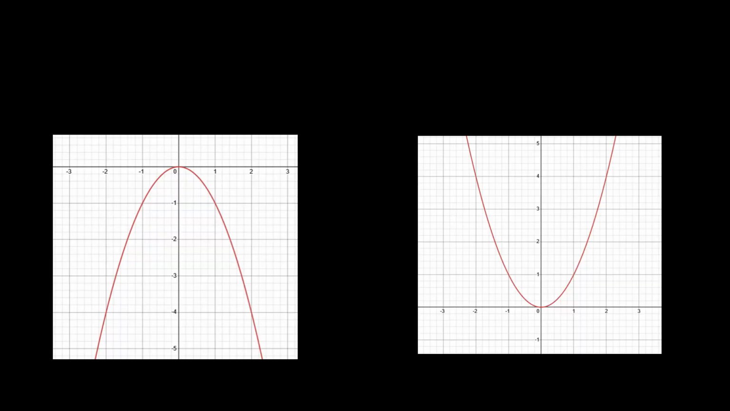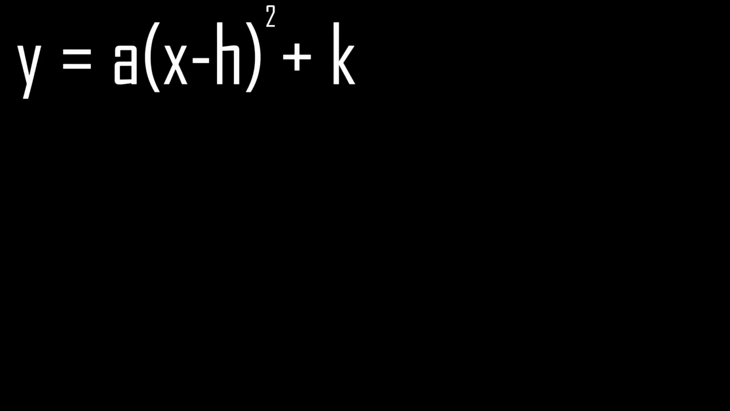The vertex is the highest or lowest point of a parabola. Vertex form is a form of the quadratic that gives information on where the vertex is located. To find the coordinates for the vertex, look at h and flip the sign in front of it. That's the x-coordinate. The y-coordinate is just whatever value k is, so the coordinates would just be (h, k).